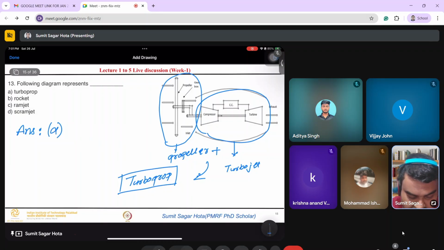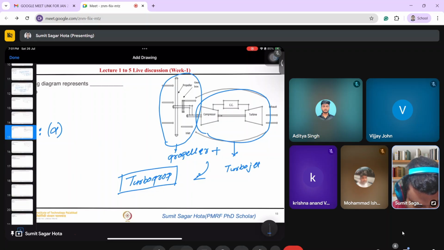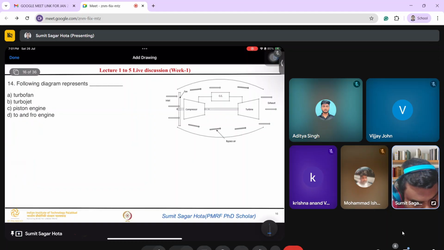Now you can see what Aditya told about this fan. In this engine it's also axial flow, but before the inlet there is one fan. It's not completely axial flow because some bypass air can also pass. So axial flow plus a bypass system, that's the turbofan.